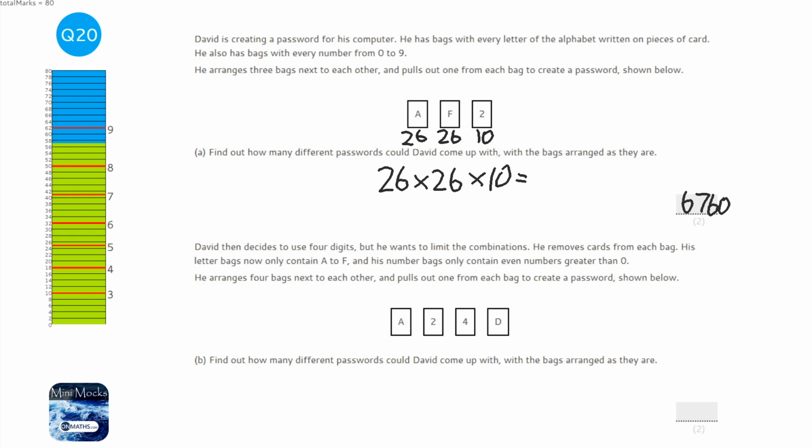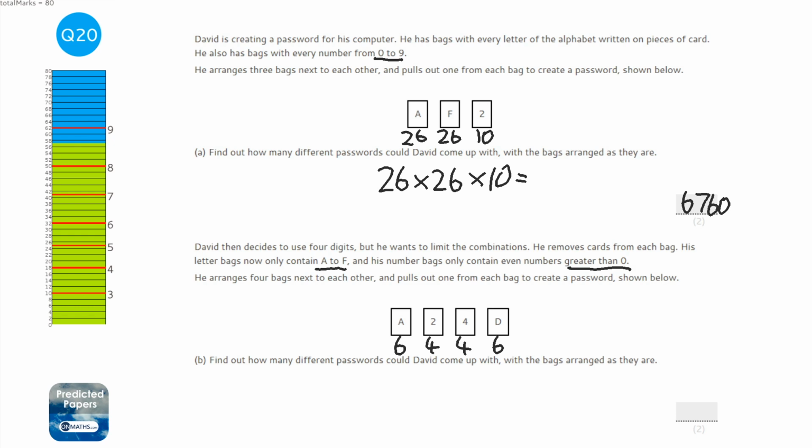This next one is, so he wants to use 4 digits, but limit the combinations. So we just got to read the question. His letter bags now contain the letters A to F, so that's A, B, C, D, E, F, which is 6. So these both will contain 6, and only contain even numbers greater than 0. Now, these are the same bags as before, so we only had the numbers from 0 to 9 before. So the even numbers that are greater than 0 are 2, 4, 6, 8. So there's 4 numbers those can be.